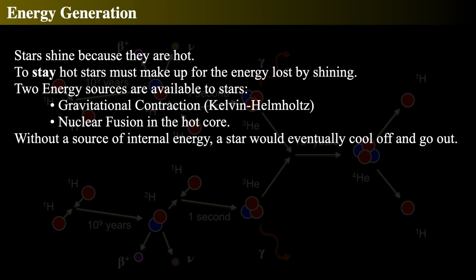So stars shine because they're hot, and to stay hot, they have to make up for the energy lost. And there's two ways. First, the gravitational contraction, which still does occur, but nuclear fusion keeps it hotter because now we have a pathway in order to get energy out of the sun. And that nuclear fusion solves the age problem that came up in the middle of the 19th century and would have made Lord Kelvin shake his head. That's what we've got, the age of the sun.